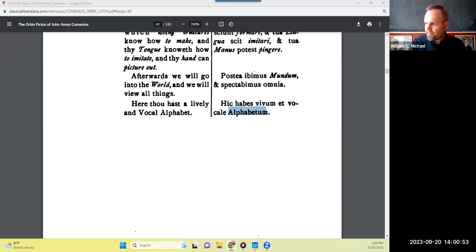And vocale means vocal. It means spoken, right? Living and vocal alphabetum. And the word alphabet refers to the list of all the letters of a language, and it just comes from the first two letters of the Greek, which are alpha and beta. So it's just AB. Alphabetum is the name for the list of the letters of a language. Okay, so there we have that first lesson.